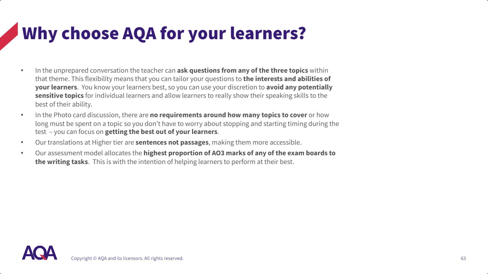In the unprepared conversation in the speaking test, the teacher can ask questions from any of the 3 topics within that theme. This flexibility means that you can tailor your questions to the interests and abilities of your learners. You know your learners best, so you can use your discretion to avoid any potentially sensitive topics for individual learners and also allow learners to really show their speaking skills to the best of their ability.